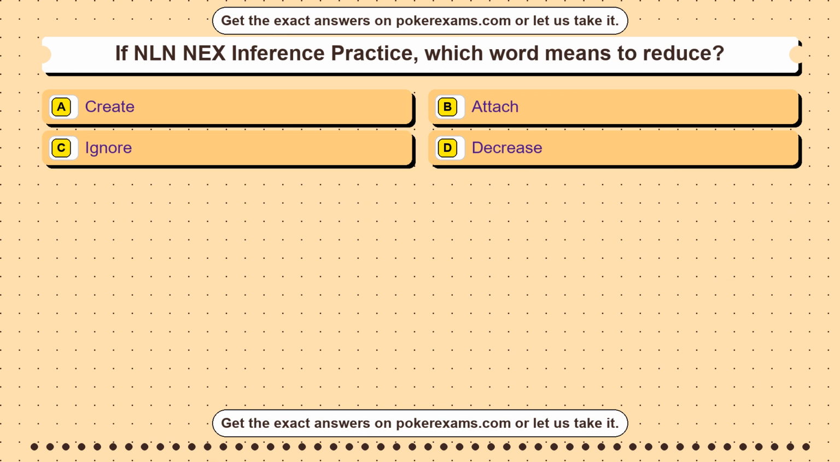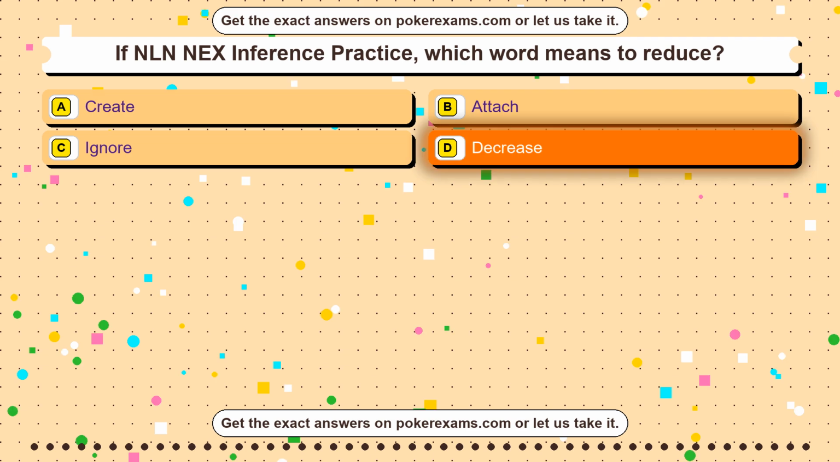Question 10. If get graphs and data practice, which word best replaces very big? Option A tiny. Option B weak. Option C brief. Option D enormous. The correct answer is option D.